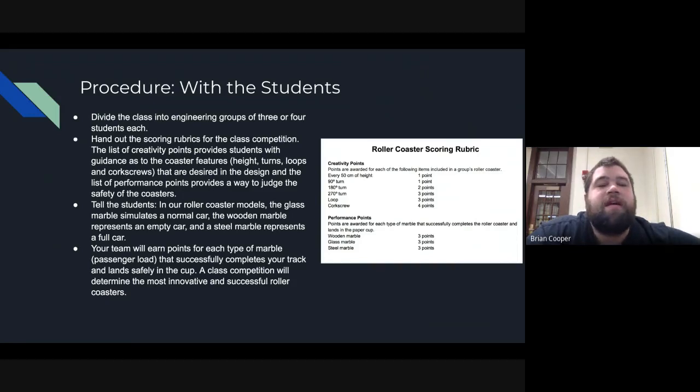the coasters. You want to tell the students that in our roller coaster models, the glass marbles simulate a normal car, the wooden marble represents an empty car, and a steel marble represents a full car. Your team will earn points for each type of marble passenger load that successfully completes your track and lands safely in the cup. A class competition will determine the most innovative and successful roller coasters.